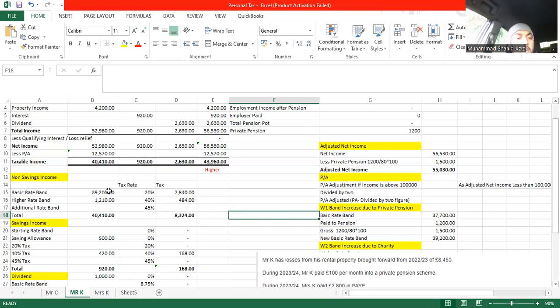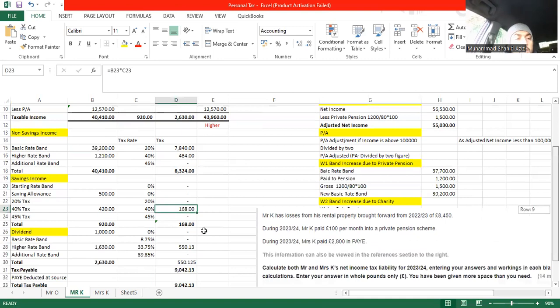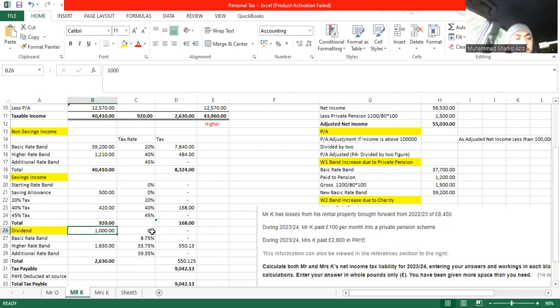The basic rate band is now 39,200 at 20%. The tax is 7,840. The high rate band is 40%, 1,210, at 484 tax. Savings income is £500; we don't need to pay any tax. The remaining 420 pounds gives 168. Similarly, for the dividend, the first 1,000 pounds we don't need to pay anything, and the remaining 1,630 is at 33.75%.